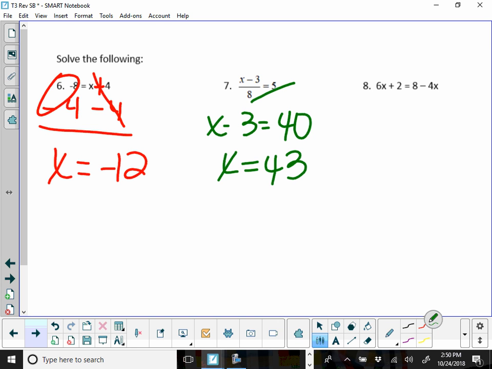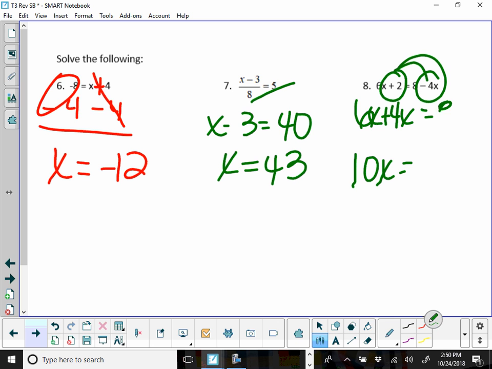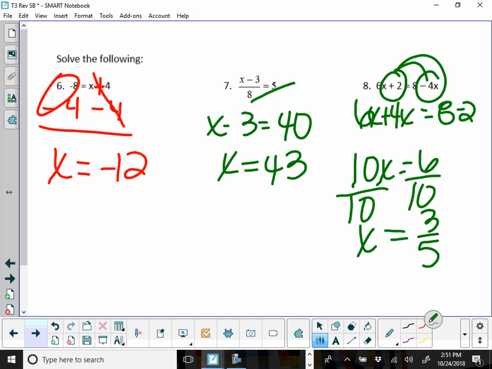And then for number 8, okay, you're going to rearrange. I'm going to rearrange first with my 4. That's going to be plus 4x, which is going to make 10x. Remove my 2. That's going to be 8 minus 2, which is going to be 6. Now, when I divide this time, you do have to reduce down to 3/5 for your x. Don't leave that as 6 over 10.